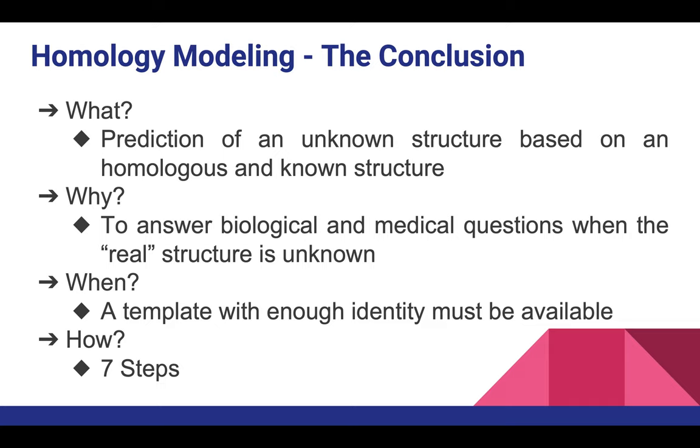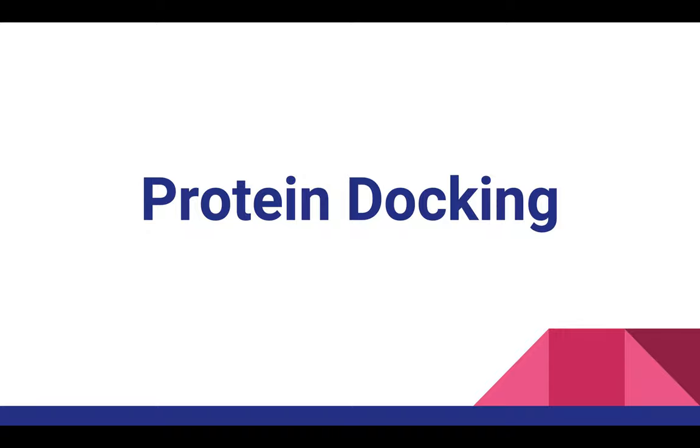When do we perform homology modeling? When you have a template with enough identity, which means, simply put, it has to have a high percentage similarity with your target protein. How do we do homology modeling? There are 7 steps, as have been shown to you previously. So there you have it, homology modeling. Move on to the next video, which is on protein docking.